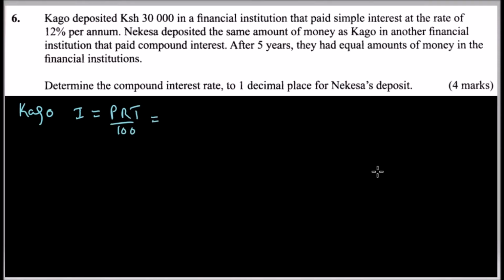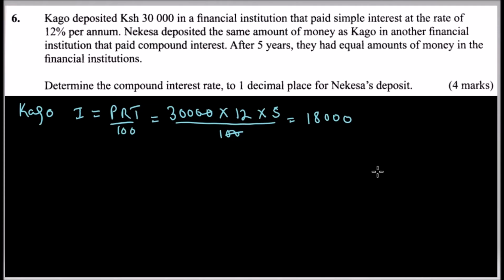So for 5 years, we have 30,000, multiplied by the rate, which was 12%, multiplied by time, which is 5, and you divide by 100. You can simplify by dividing by 100, then using your calculator you multiply that, and you get 18,000. This is the interest that Cargo's 30,000 earned.